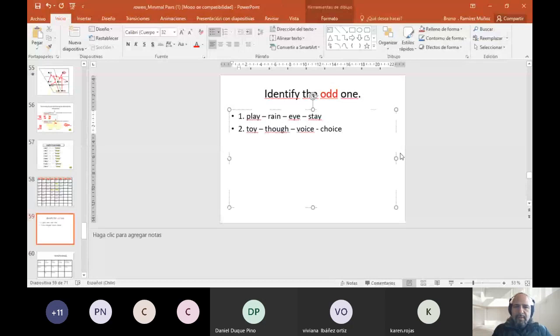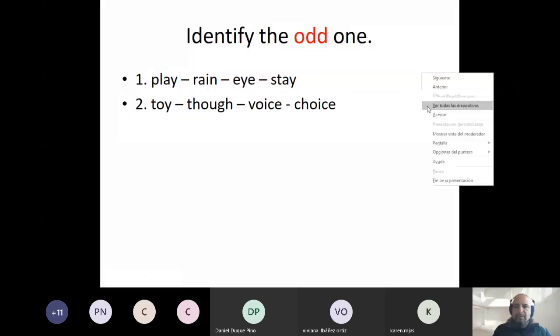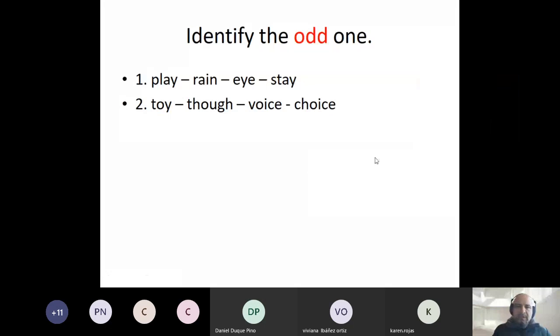All right, so identify the odd one. Let's circle the odd one. In the first one, which one is the odd one? I. Perfect. Excellent. In the next one, which is the odd one? Soft, though, though, soft. Though, exactly. Though is the odd one. Perfect.